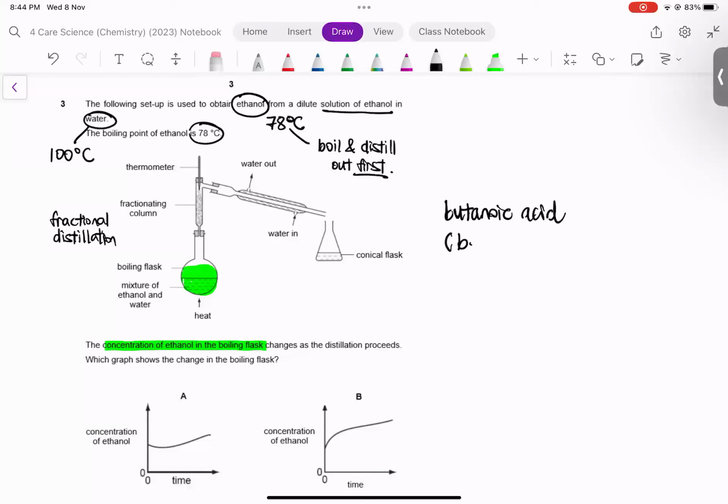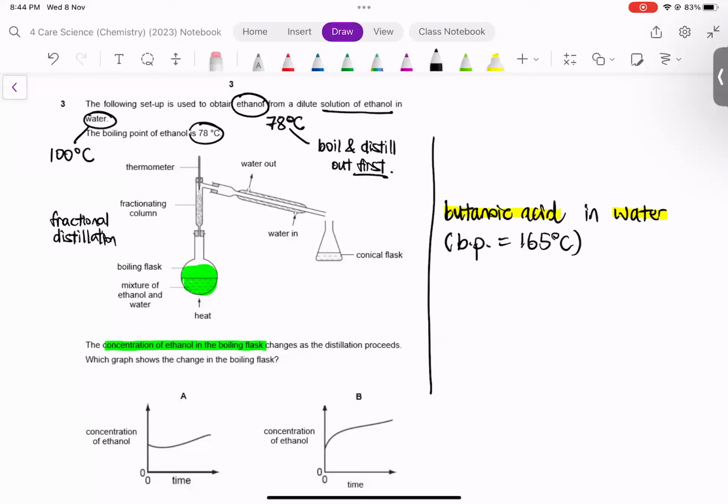Now, butanoic acid has a boiling point of 165 degrees Celsius. All right. So if I have butanoic acid in water, and now were to perform fractional distillation on this mixture, butanoic acid in water, if you look at the boiling points now, what will distill out first?